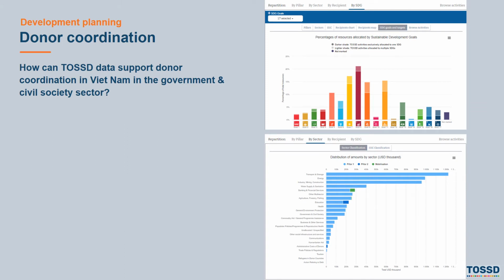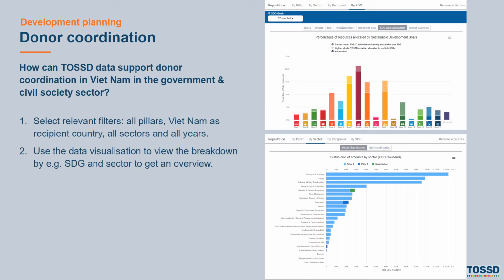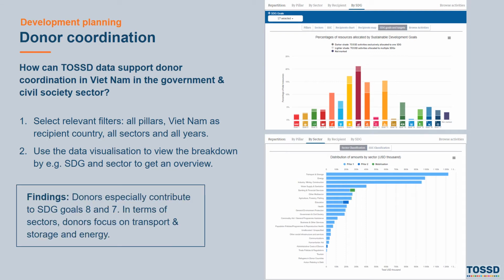Here, for example, we have the example of Vietnam, and we have a look at how the different SDGs are targeted in Vietnam. We can select all pillars, Vietnam as a recipient country, all sectors, and all years. And we can use the data visualization platform to have a look at which sectors and which SDGs are more targeted. For example, here we have SDG 8 and 7, which are the most targeted by all donors, and the sectors which are more targeted are transport, energy, and industry.